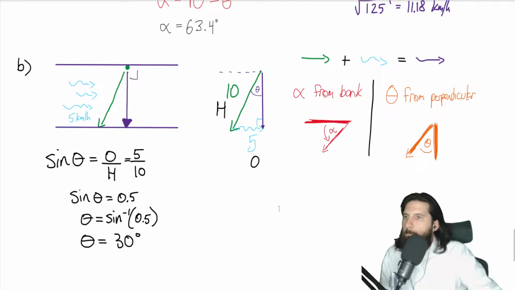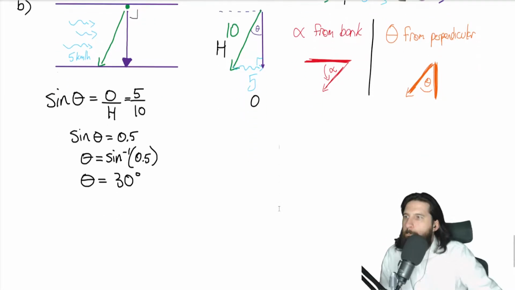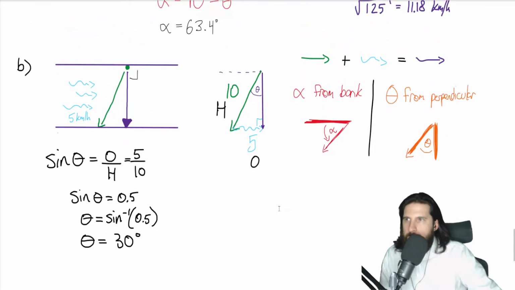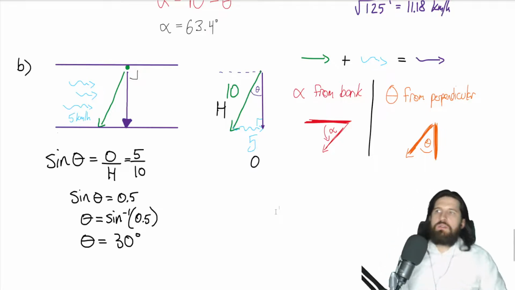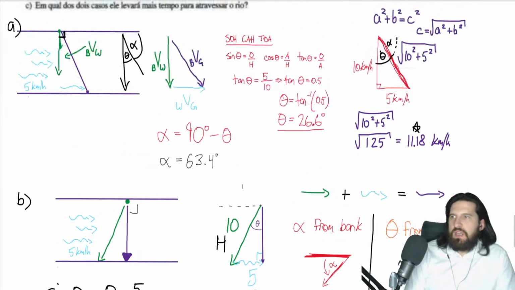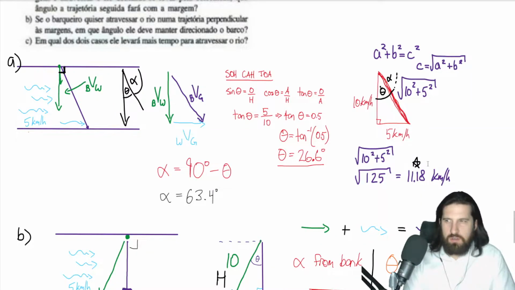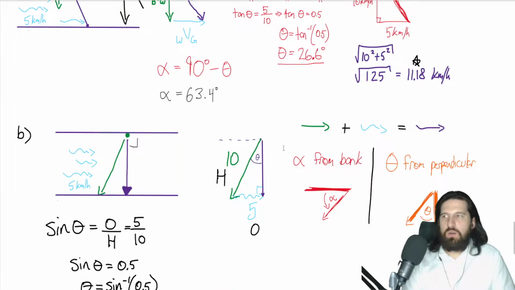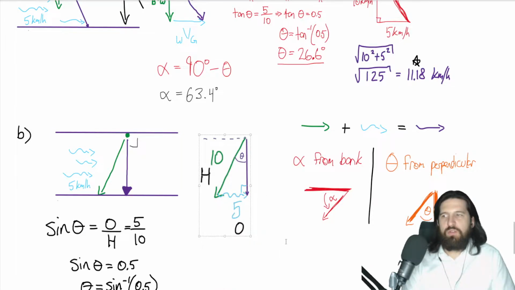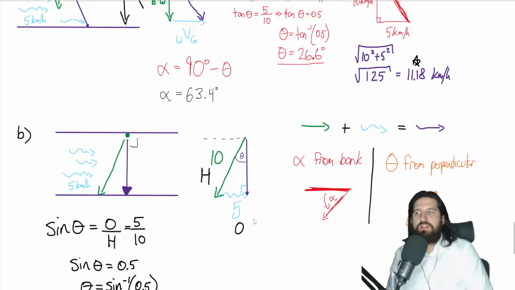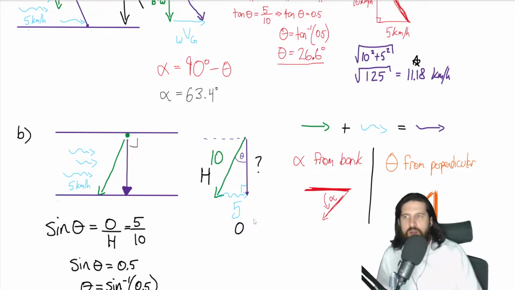Okay, in which case will we take longer to cross the river? So, in this case, the velocity that matters for crossing the river is the one that goes directly across, right? We never actually found what the velocity would be here. Could you tell me what equation I would use to solve for the velocity there? Yeah, which equation would I use?